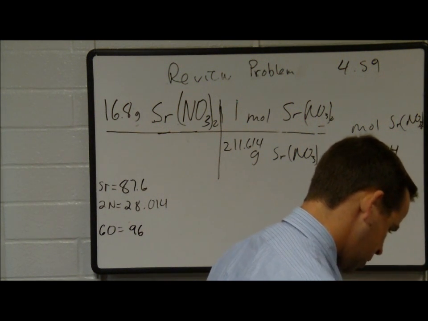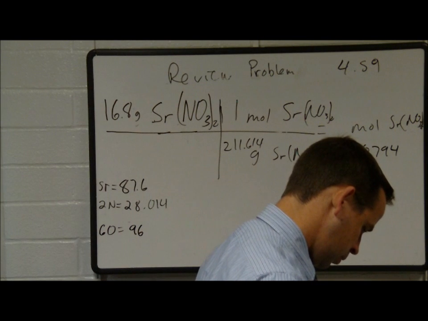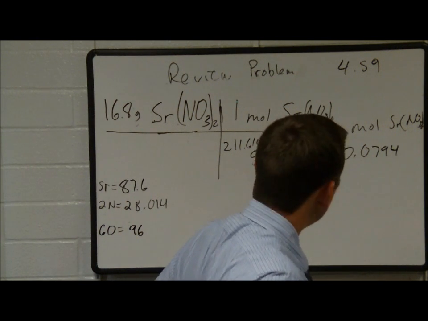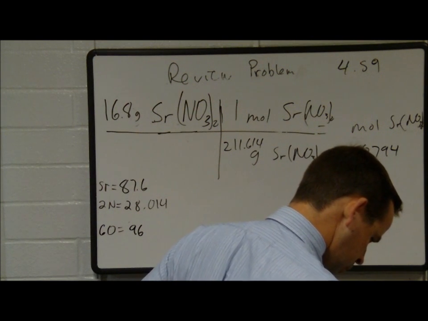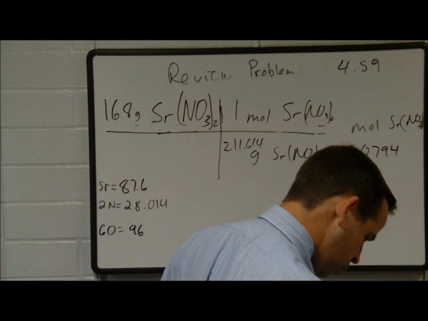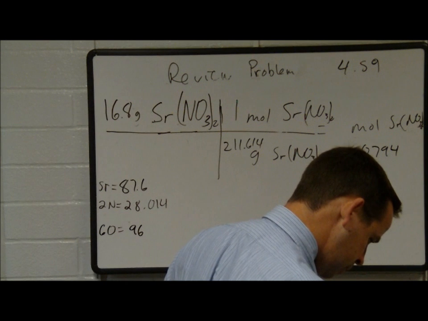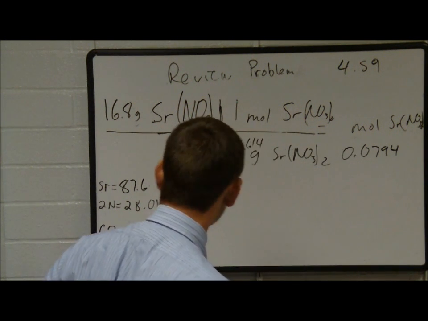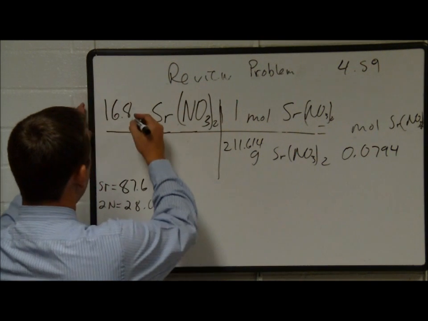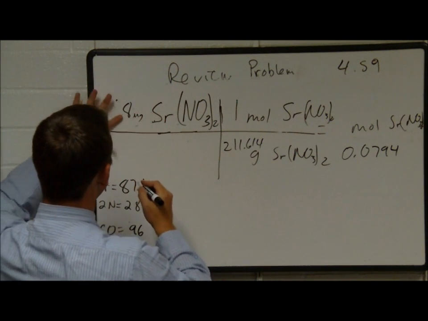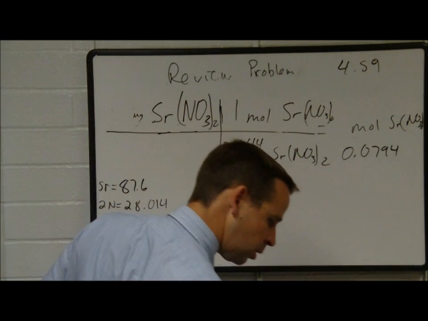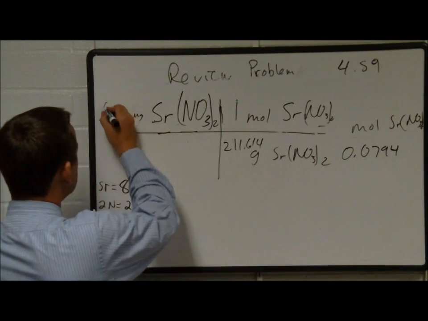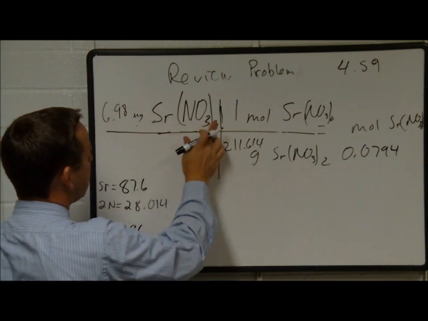All right, next, after strontium nitrate, what are we missing now? Where are we at? 459. Sodium chromate. Yeah, D. 6.98 micrograms of sodium chromate. So we have micrograms here. Just change this to what? 6.98 micrograms.